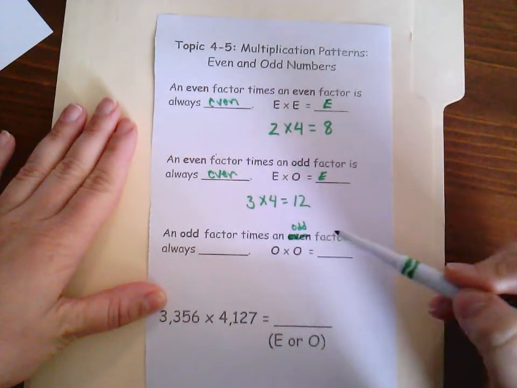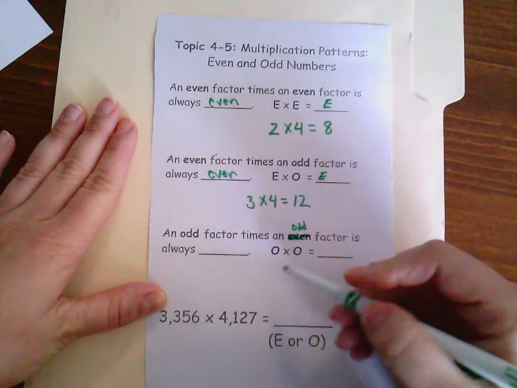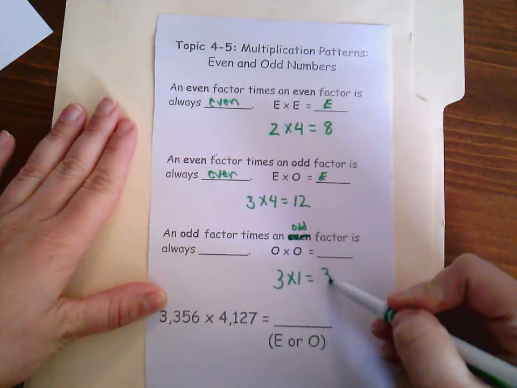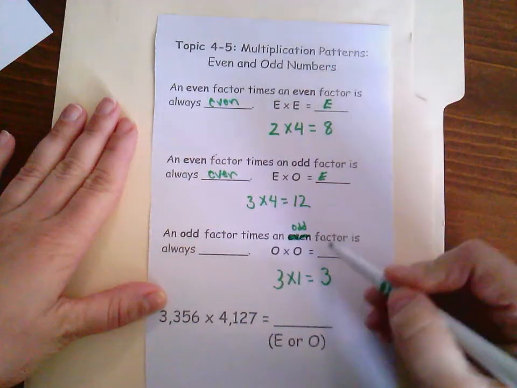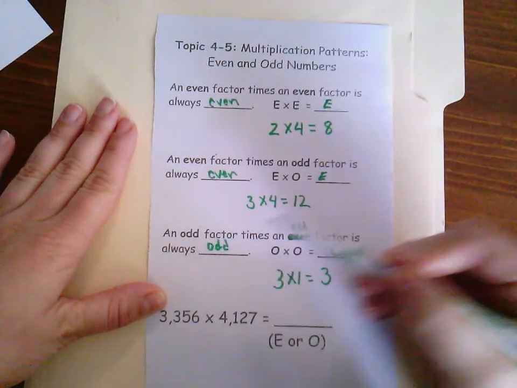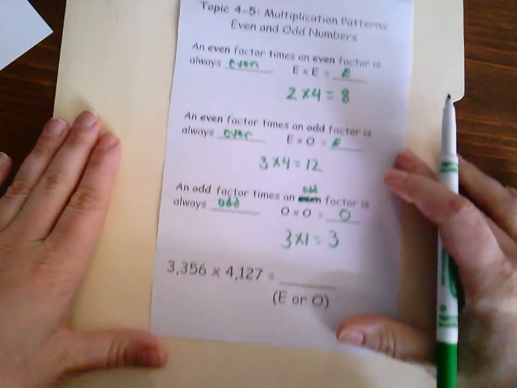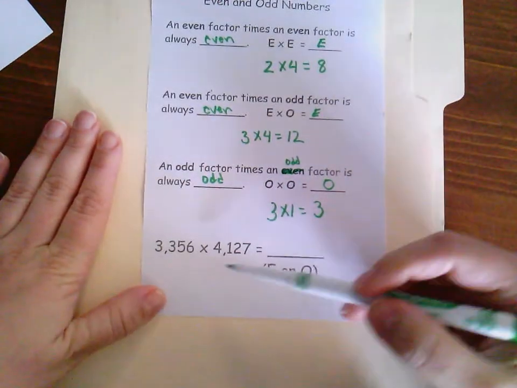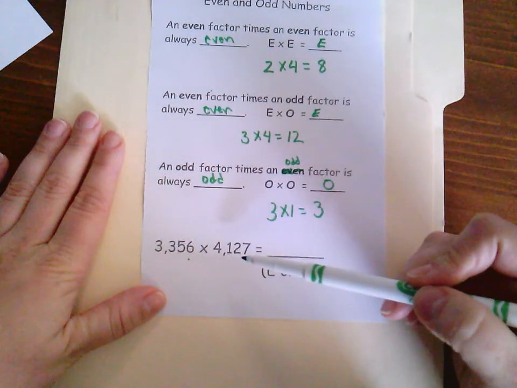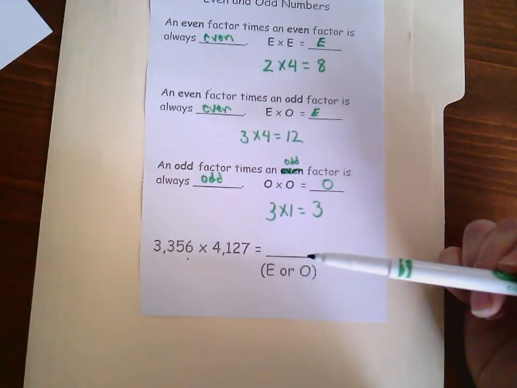An odd factor times an odd factor is always what? Well, let's test it out. 3 is odd and 1 is odd. 3 times 1 equals 3. Again, 3 is odd. So I know that an odd times an odd will always be an odd number. And what's cool is that we can look at an equation like this: 3,356 times 4,121.